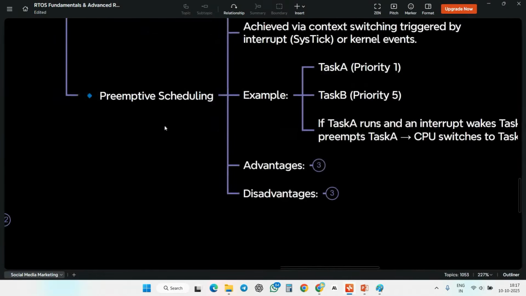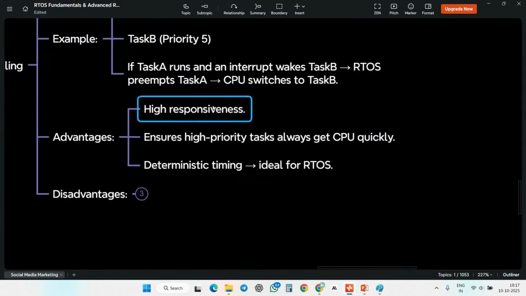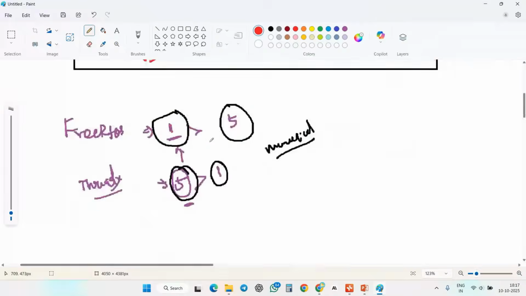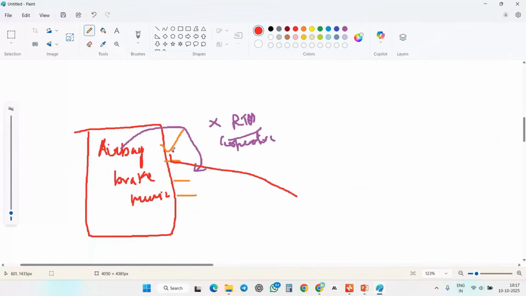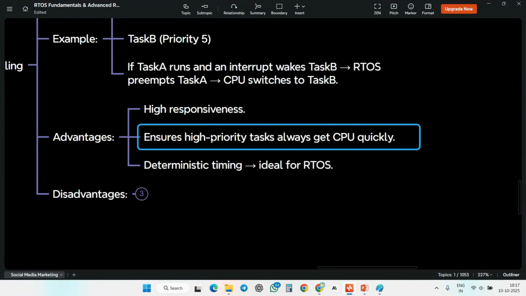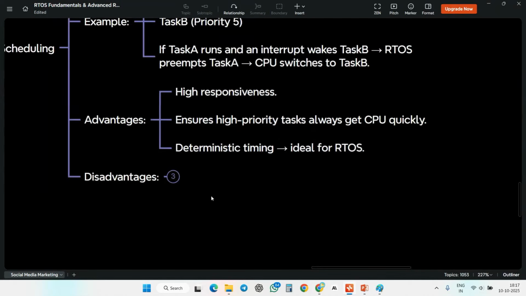Okay. And having this preemptive scheduling, what are the advantages? You have the advantage of high responsiveness. That means you can get a very responsive system, right? If a higher priority task is asking for the CPU, yes, it gives good responsiveness. It ensures the higher priority task always gets the CPU quickly. So when a higher priority task comes, the CPU quickly goes to it. The deterministic timing is ideal for our tasks, so you can also determine the time.